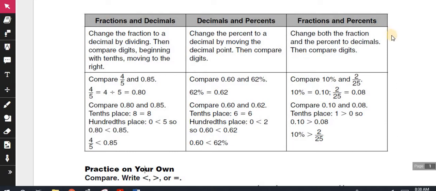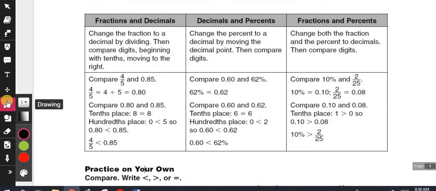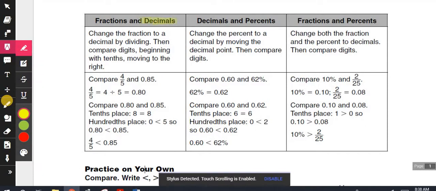So in order to actually compare numbers, we need to make sure that we're looking at numbers in the same manner. And the easiest way to do this is to put all of our numbers in decimal form. So you're going to be presented with fractions. You're going to be presented with percents. You're going to be presented with decimals. The easiest way to go about doing this is to take each of our numbers and make sure that we are representing them in decimal form.